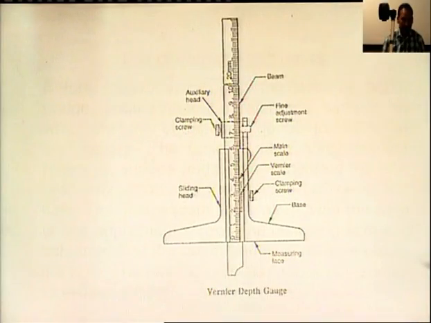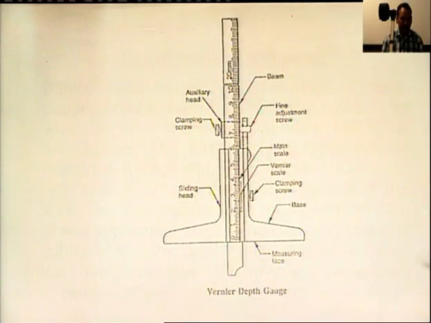So, vernier depth gauge is used to measure depth of holes and slots. The vernier depth gauge shown in the figure has the following main parts. Number 1 is the base of this depth gauge. The vernier depth gauge consists of a perfectly flat base. It is free from surface irregularities and waviness. The bottom surface of the base provides the datum surface from which the measurements are taken.